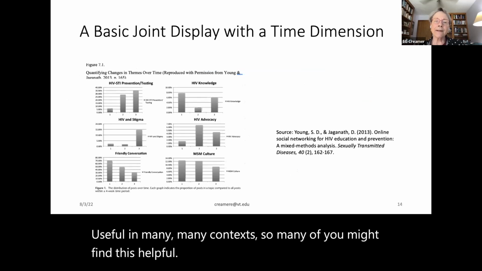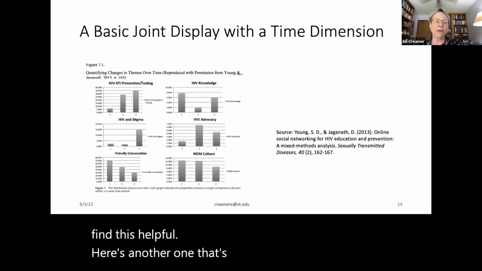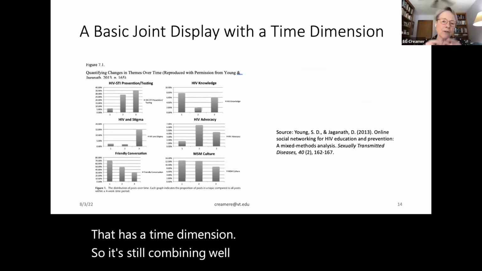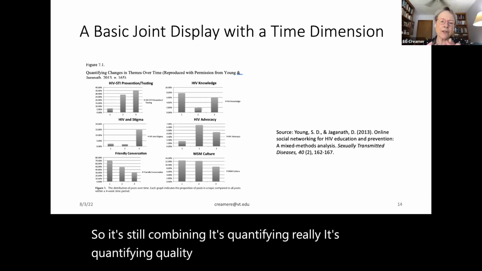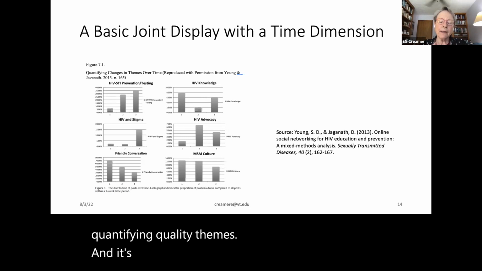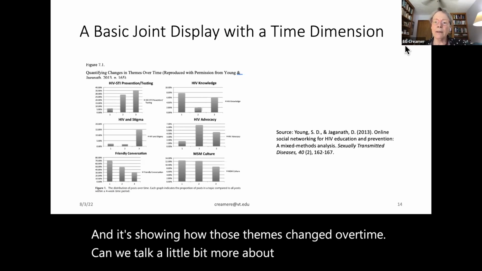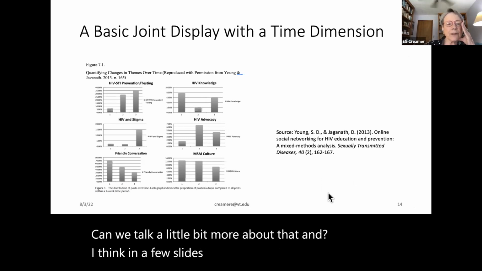Here's another one that's very simple, that has a time dimension. So it's still combining, well, it's quantifying really. It's quantifying qual themes, and it's showing how those themes changed over time. Let me talk to you a little bit more about that, and I think in a few slides I'll open up to questions.